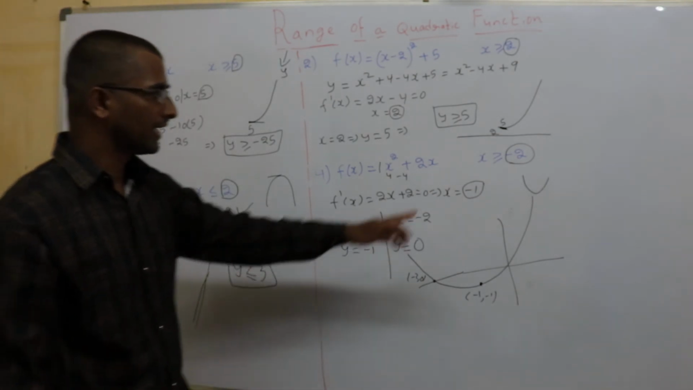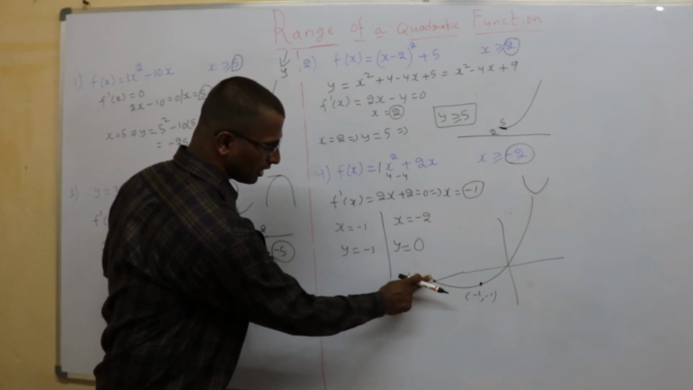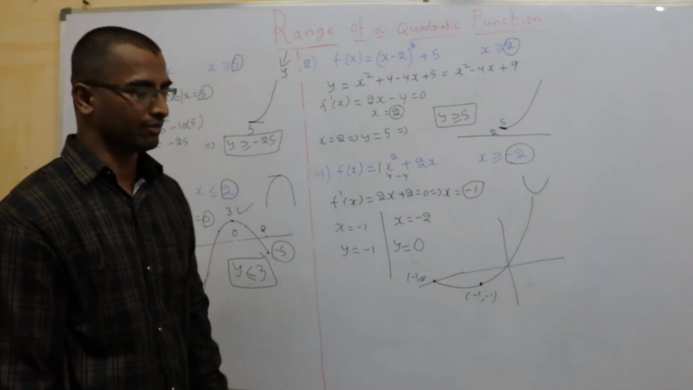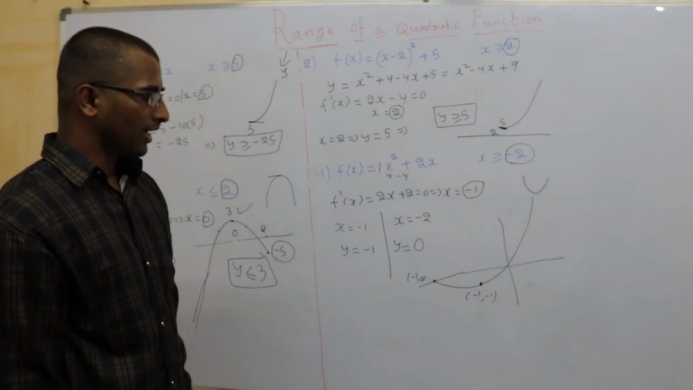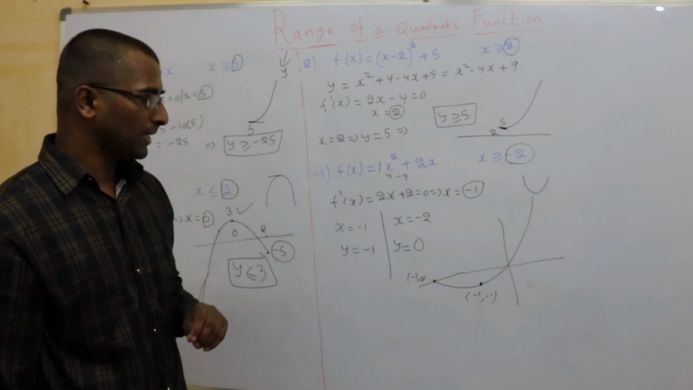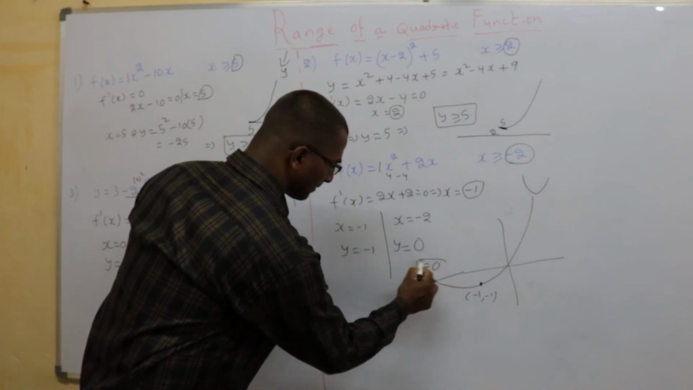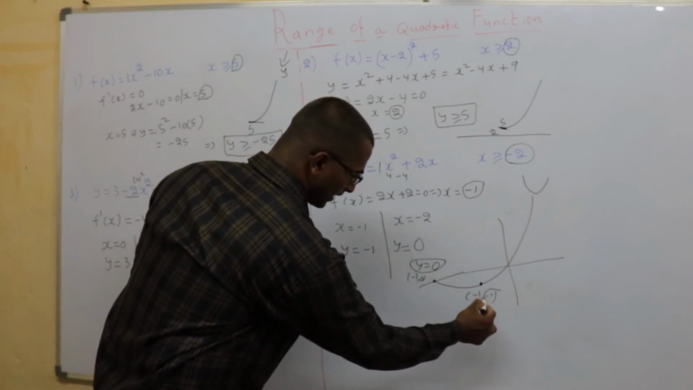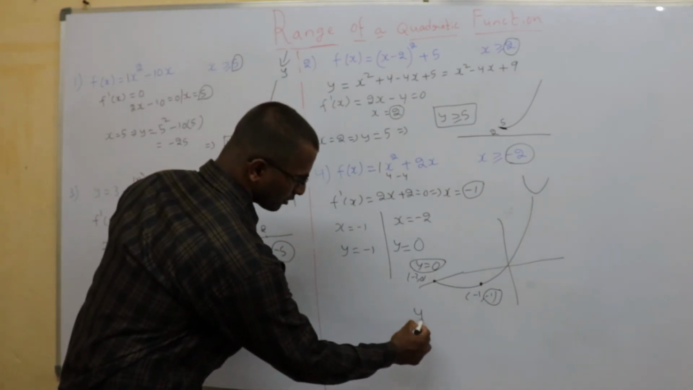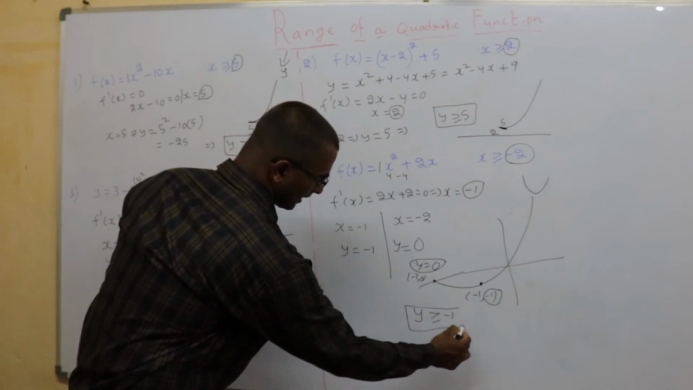Clear? Now, x greater than or equal to minus 2 means this part of the graph is not at all there. My graph is starting from this point itself. Now, for this graph, what can I say? Which is the minimum point? Is y equal to 0 the minimum, or y equal to minus 1 the minimum? Minus 1 is the minimum, right? So y greater than or equal to minus 1 is the range.